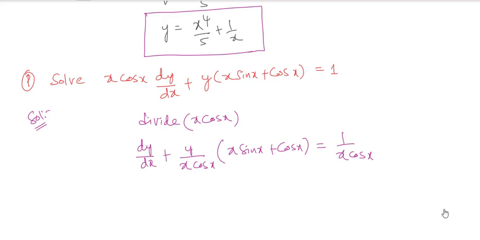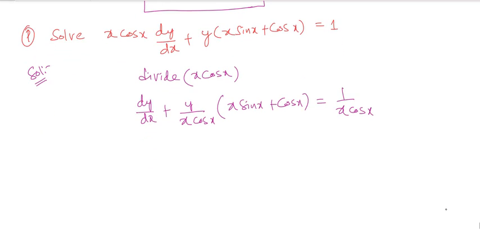So now if I simplify this, this x will get cancelled, sin x by cos x is tan x. Am I right or not? So this cos x will get cancelled. So you will have it as what? dy by dx plus y into (tan x plus 1 by x), which is equivalent to 1 by (x cos x). Am I correct or not? Yes.